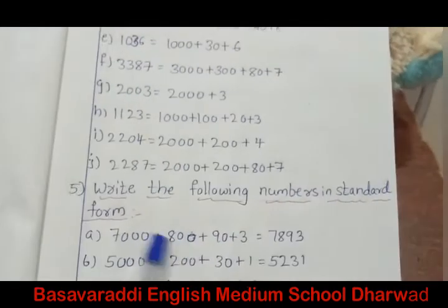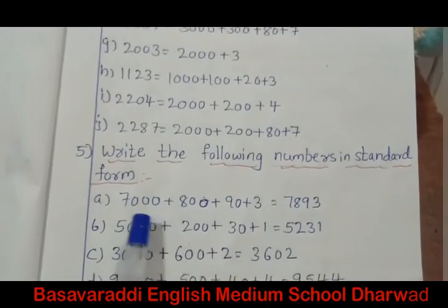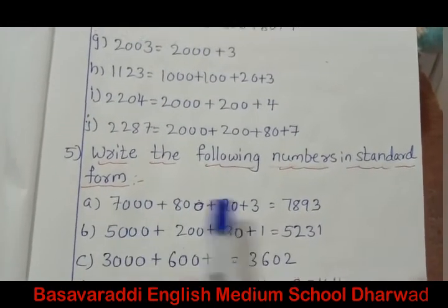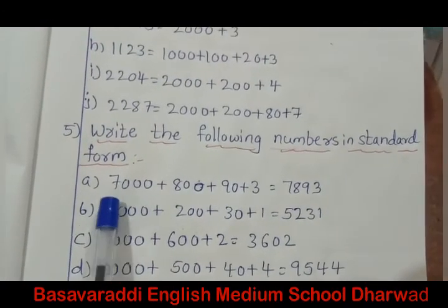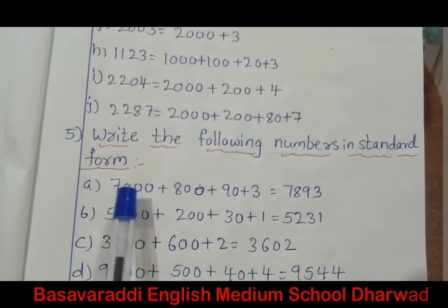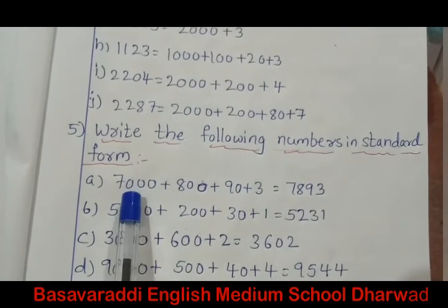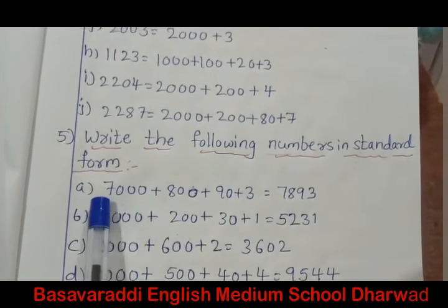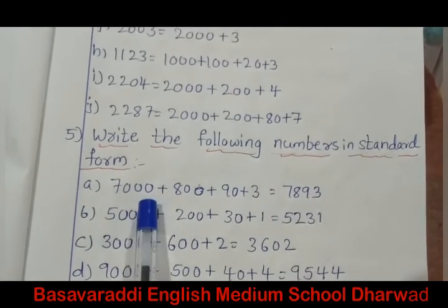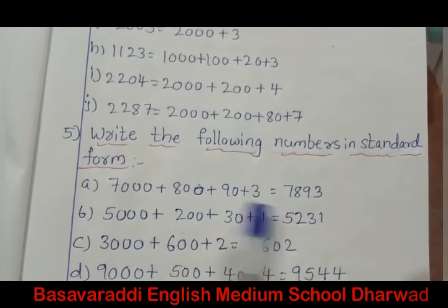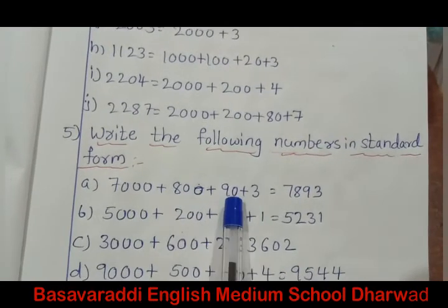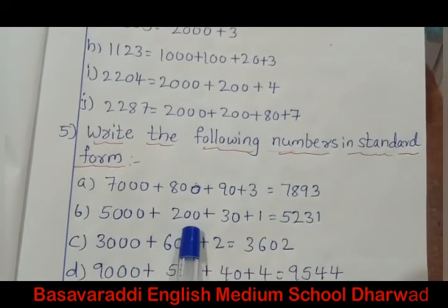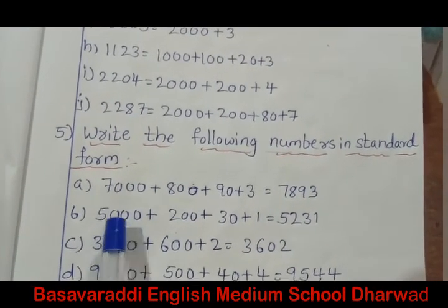Fifth one, write the following numbers in standard form. Here it is expanded form. You have to write in standard form. So first one is 7000. See, 1000 means 3 zeros, 100 means 2 zeros, and tens means 1 zero. Okay, 7 is there, 8 is there, and 9 and 3. So 7893.